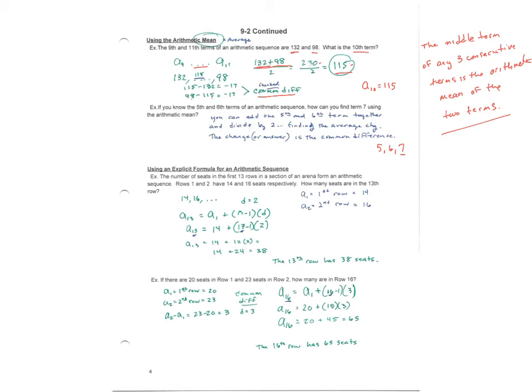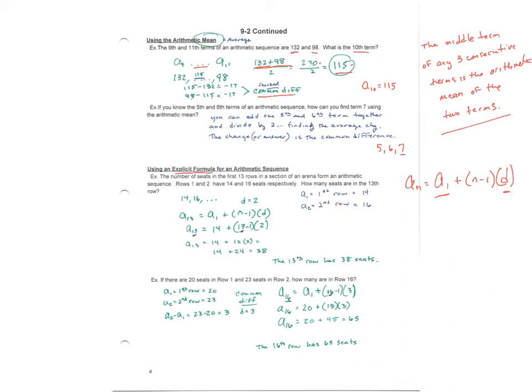Moving on to the explicit formula, using an explicit formula for an arithmetic sequence. An explicit formula allows you to go to a certain spot in your sequence. So we can pick a term and go to that term using this formula. Some of the things that you are going to need, as we said, are a_n equals a1 plus n minus 1 times d. You're going to need the value of your first term, and you're going to need your common difference to use your explicit formula.